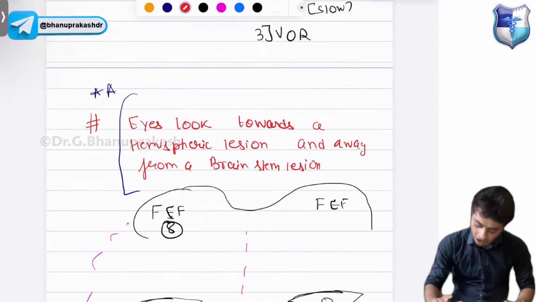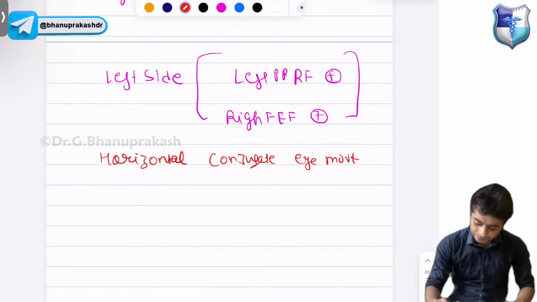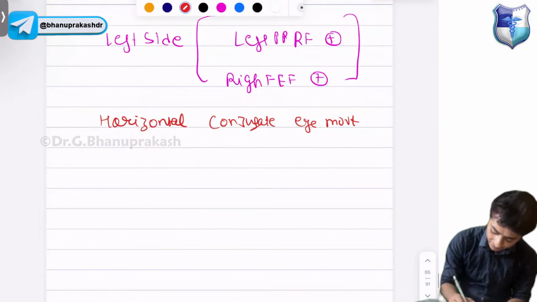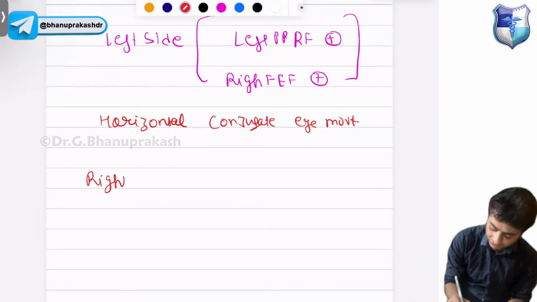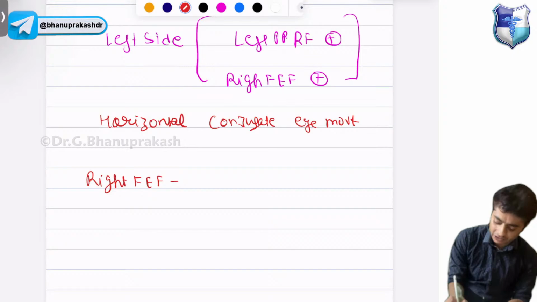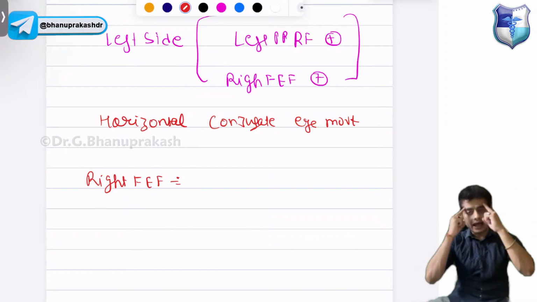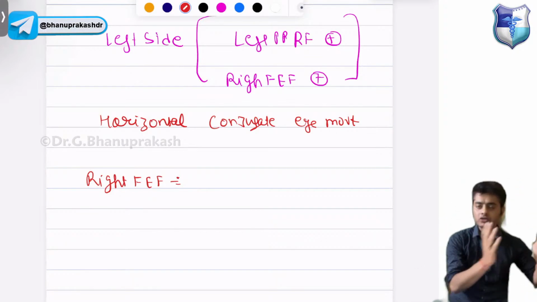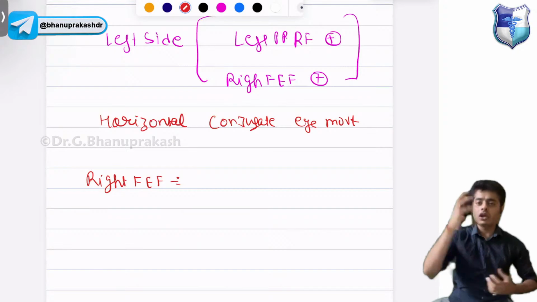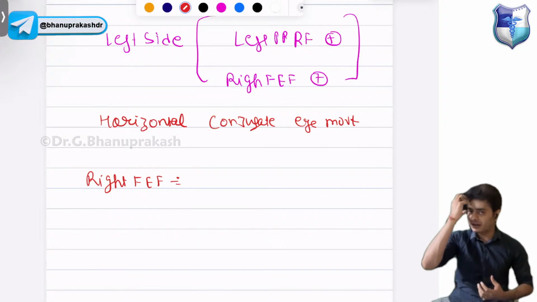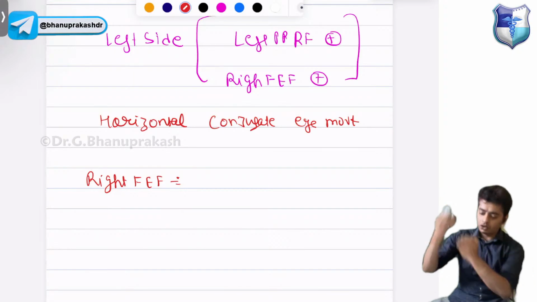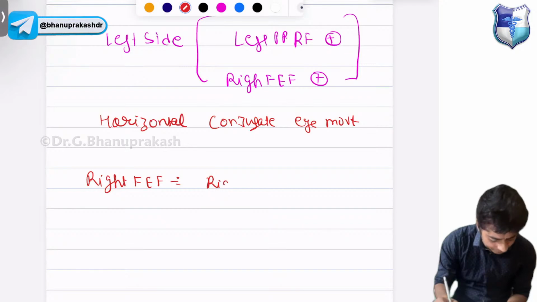And I have told you that eyes look towards the side of a hemispheric lesion and away from a brainstem lesion. Now we will understand. Suppose I am having pathology of right frontal eye field. So can I look to my left side? No, because my left PPRF will not now be stimulated. So if I am having pathology of right frontal eye field, my eyes will go towards right side.